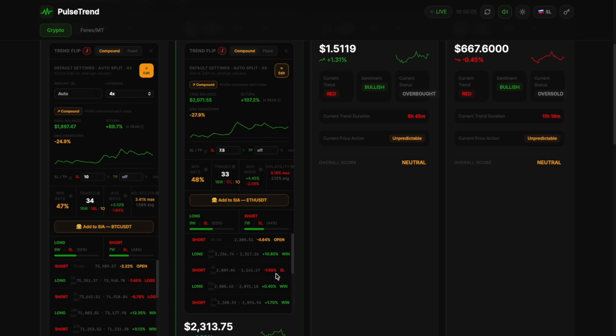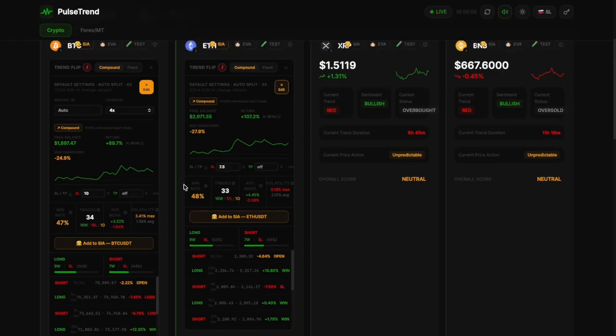The short didn't play out. Caught another couple of nice longs, and you get the drill. But the main thing here is when you look at this win rate, right? You see it's like 48%, 47%. You see like 16 wins, 17 losses, or 16 wins, 18 losses.